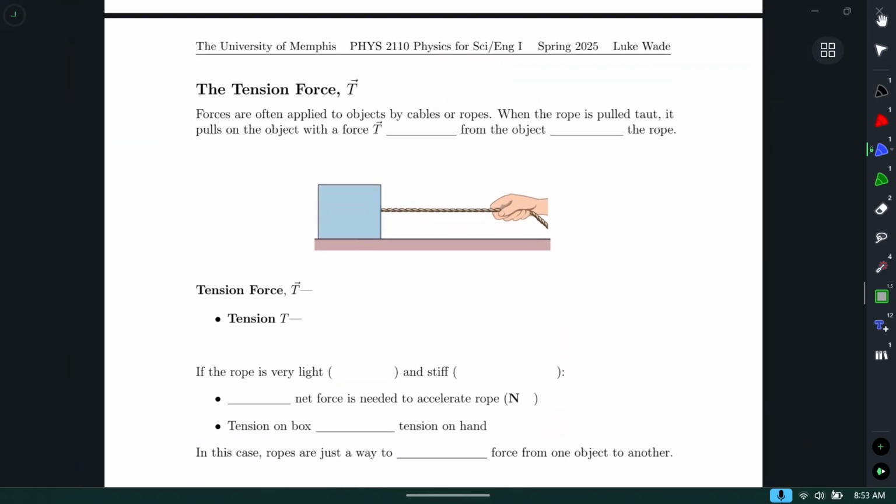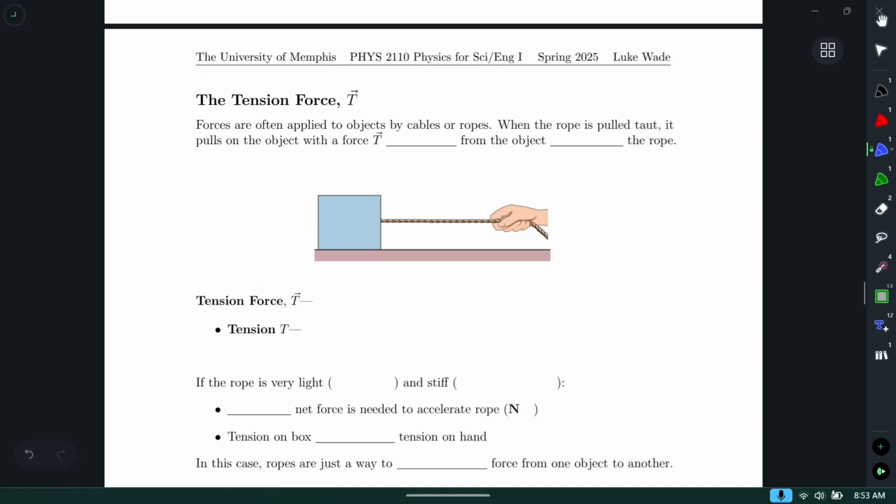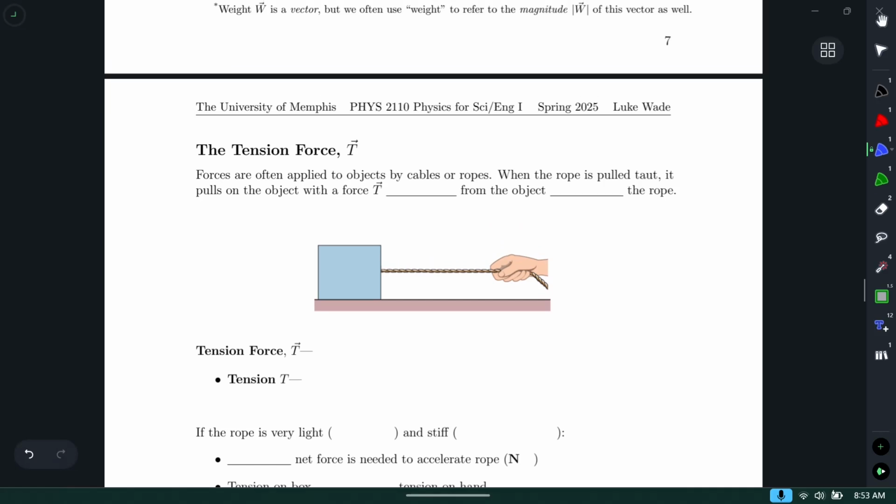Time for some new ones. So we're going to talk about tension. It's actually pretty straightforward, but there is one little thing about it that we gotta make sure makes sense first. So when you pull on a rope, you know it pulls on the thing that's attached to the other end of the rope. Let's look at that in a little bit more detail.